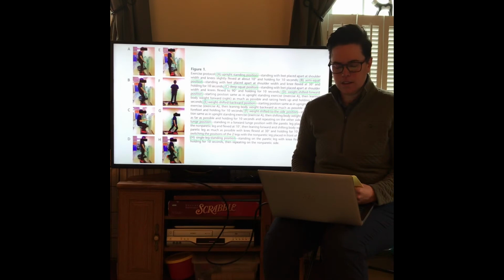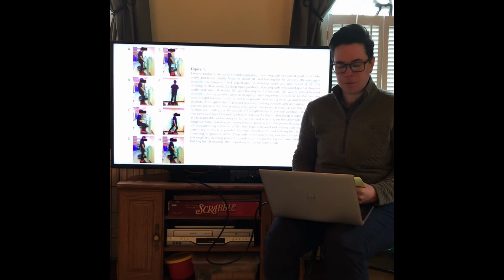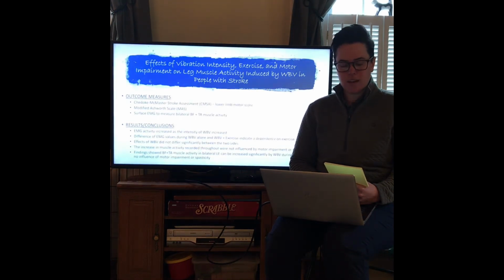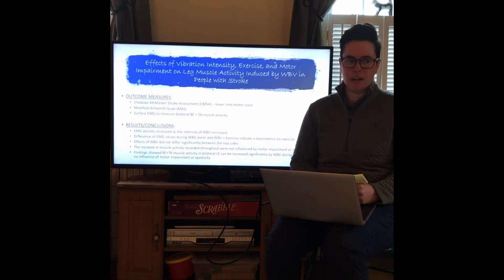Now obviously these exercises wouldn't work for every single patient, but in this study they were able to evaluate that these patients would be able to maintain these positions for 10 seconds at a time. The outcome measures used here is the Chedoke-McMaster Stroke Assessment, or CMSA, and this is a lower limb motor score that they're taking. Again, they use the modified Ashworth scale and the surface EMG measurements to the bilateral bicep femoris and tibialis anterior muscles.